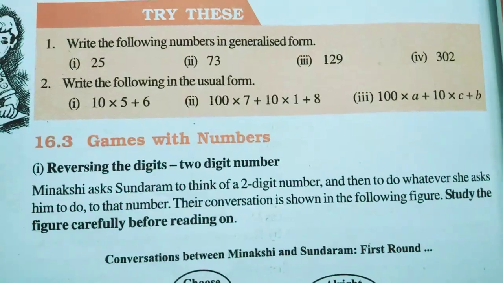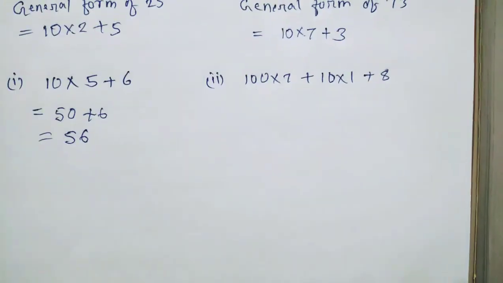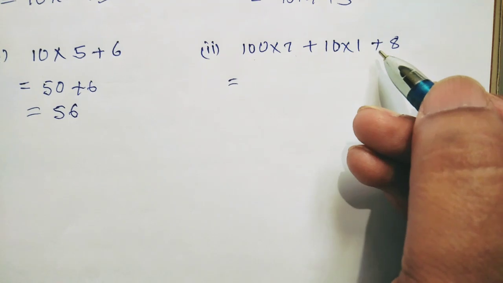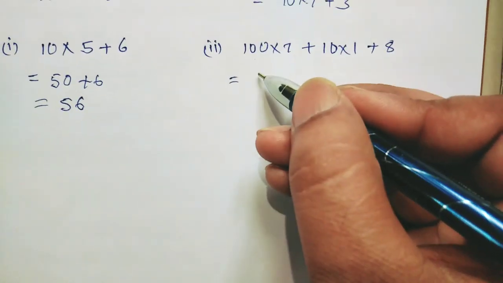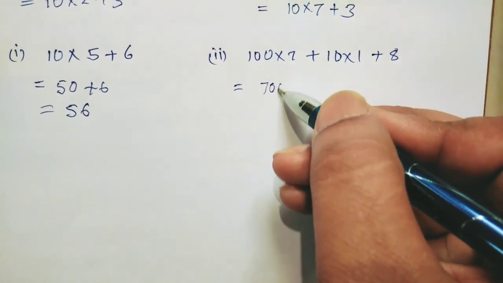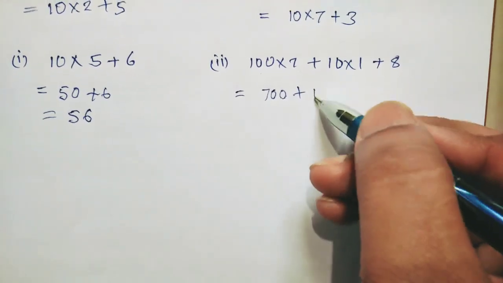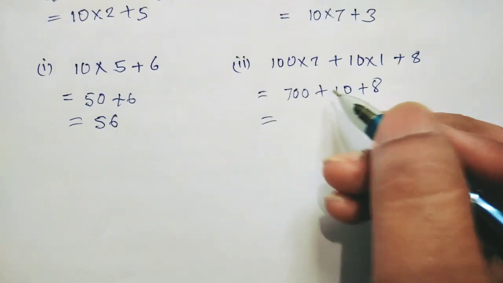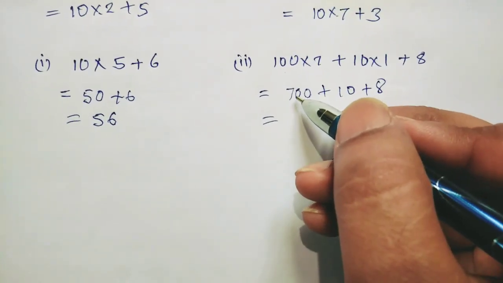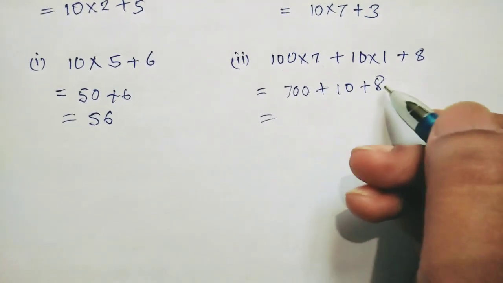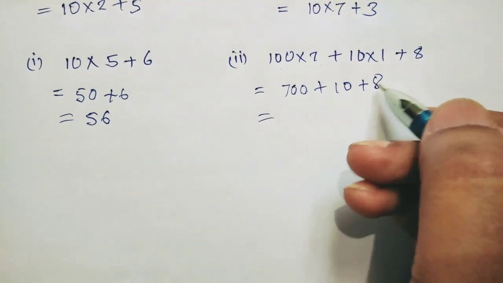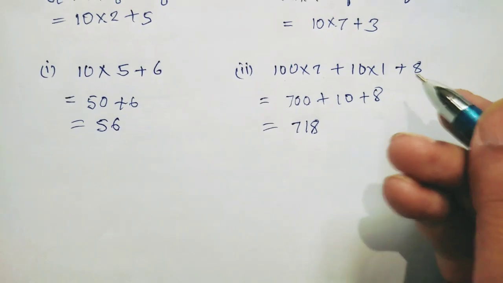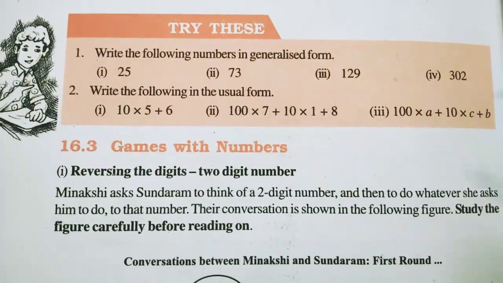Understood now? Now see the next number. This is 100 into 7 plus 10 into 1 plus 8. That means 100 into 7 is what? 700 plus 10 into 1 is 10 plus 8. Now when you combine this, when you add all the numbers, it will be what? 700 plus 10 plus 8, and 10 plus 8 is 18. So it is 718. So this is the answer. Okay. So the next number is your homework.